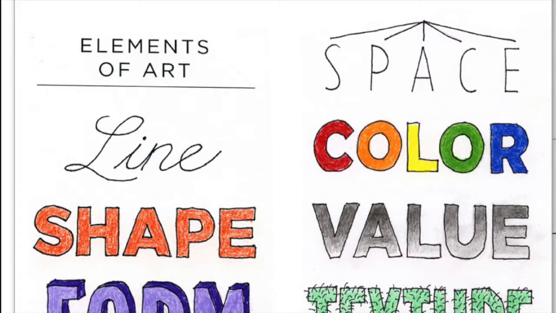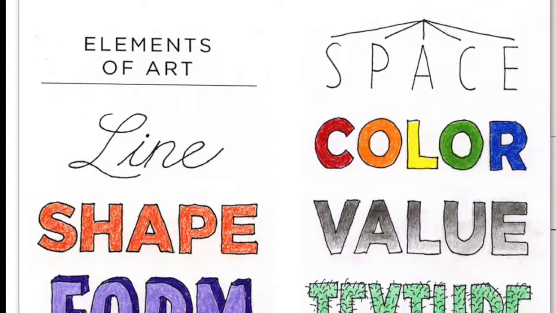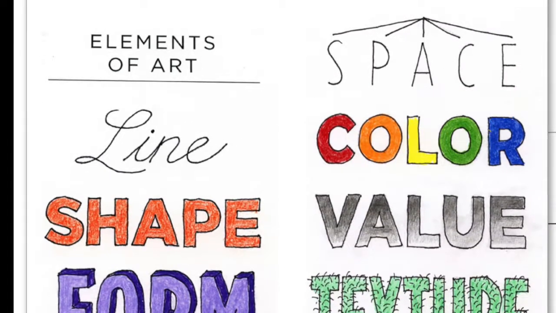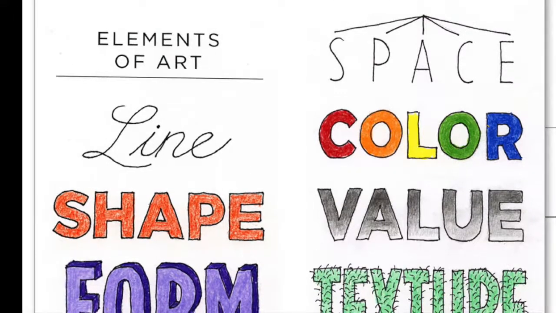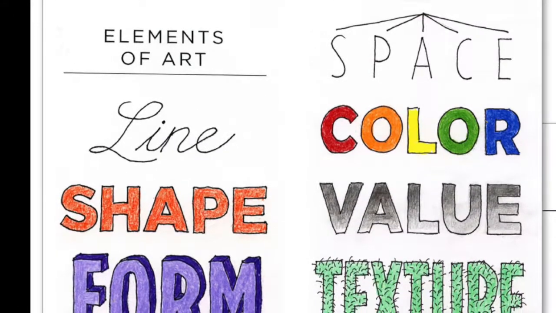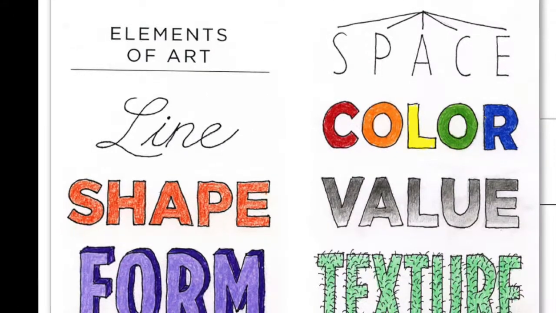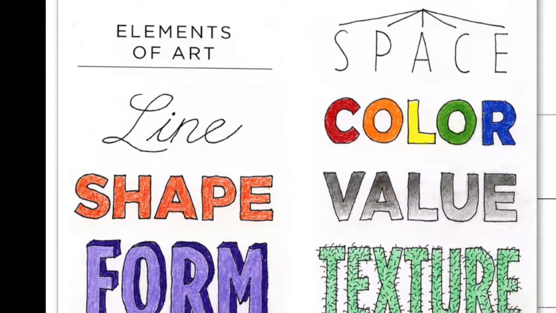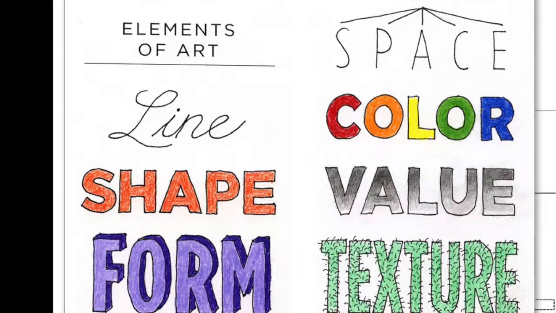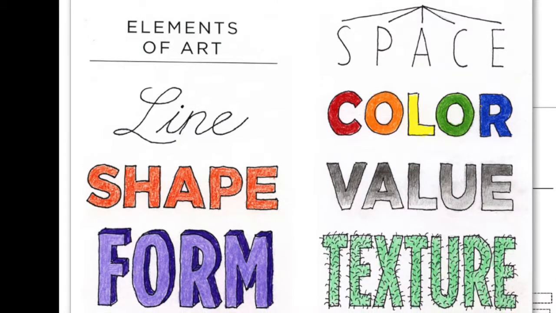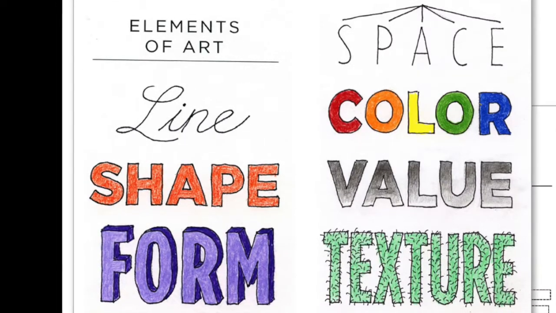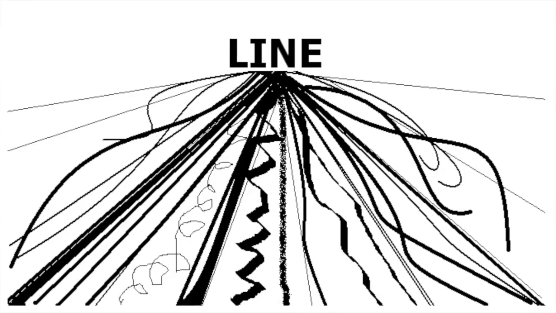Today we are going to talk about the elements of art. There are 7 elements of art, and they are known as the building blocks of art. Artists use these elements to create stronger, more complex, and dynamic artwork. We're going to start first with line.